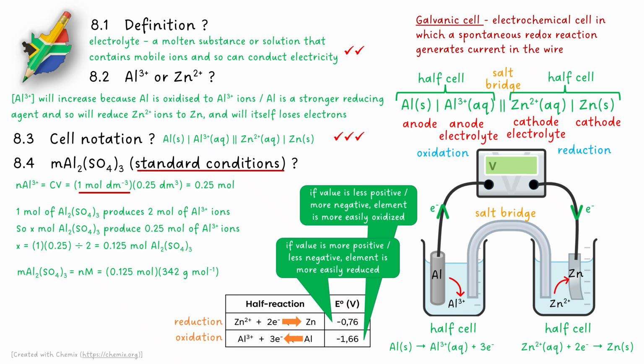All that is left to do is to find the mass of aluminium sulfate required by multiplying its moles, which we just calculated, by its molar mass. Remember, we can work out its molar mass using the periodic table, although we have not shown the molar mass calculation here. Solving, we get 42.75 grams of aluminium sulfate needed to prepare the aluminium ion electrolyte.